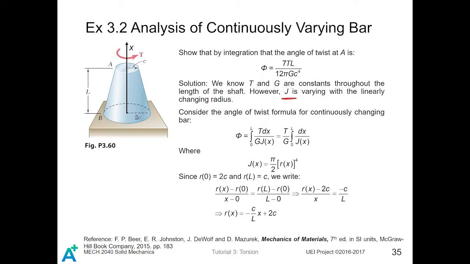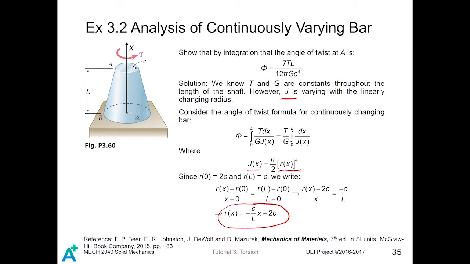However, J is a variable of x because you know J equals pi divided by 2 times r to the power 4. But in this case, r is a variable instead of a constant. Therefore, we must obtain an equation of r in terms of x.